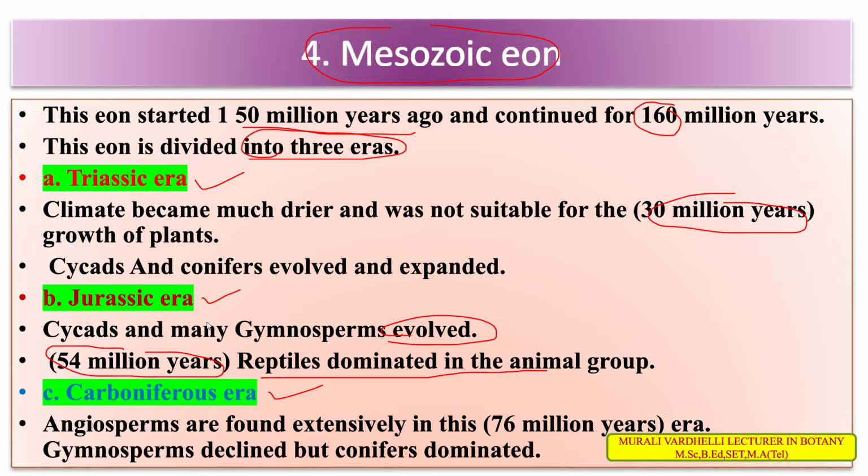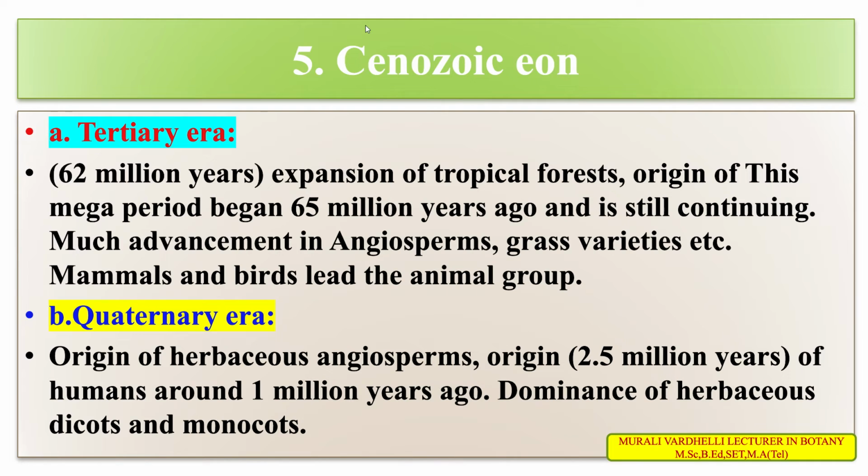Next, C, is the Cretaceous era. This era is 76 million years. In this era, we can find angiosperms. Gymnosperms declined, but conifers dominated. That era is the Cretaceous era.